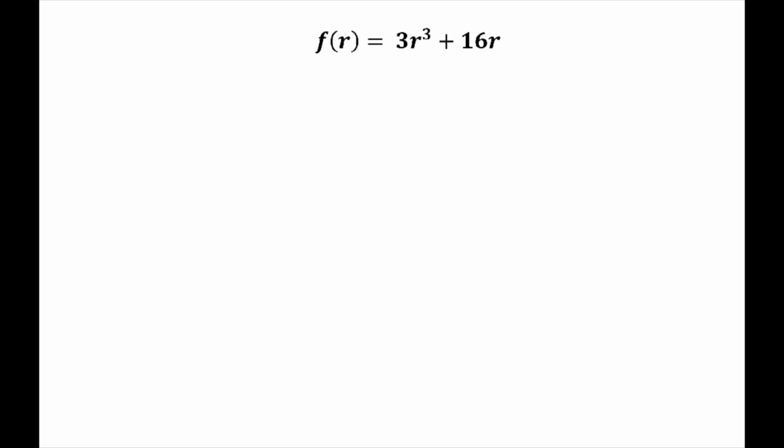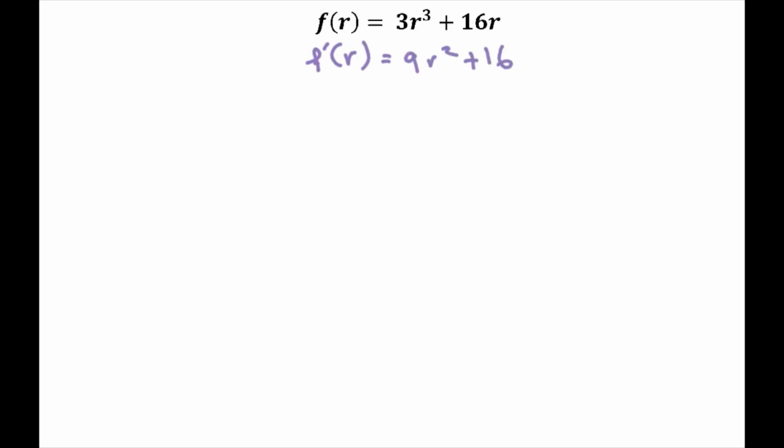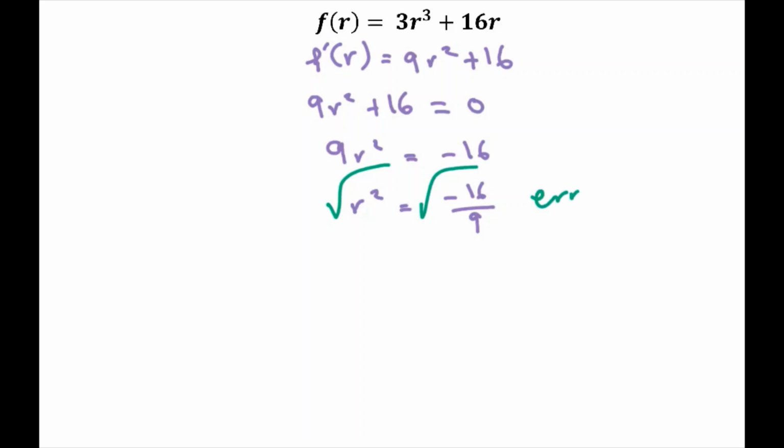Now, what about this question here? 3r cubed plus 16r. So same, we are going to do the same thing. We will take the first derivative, make it equal to 0, and then try to solve it. Take a square root. So now this is an error. What does that mean? No critical points.